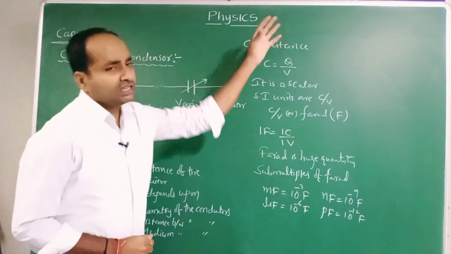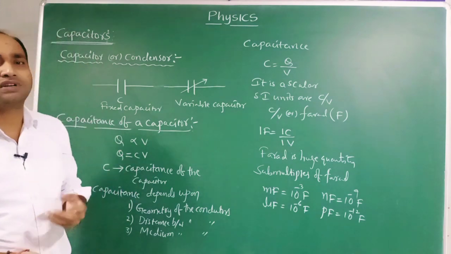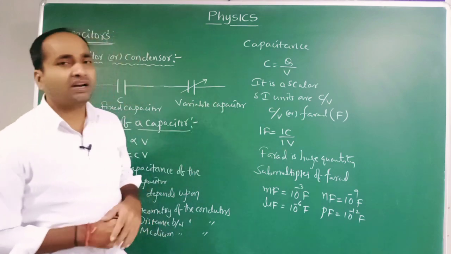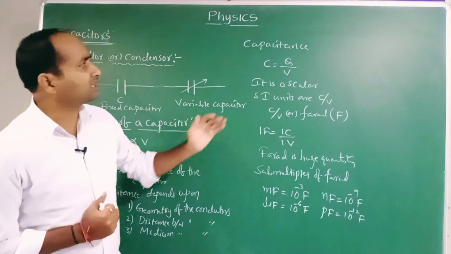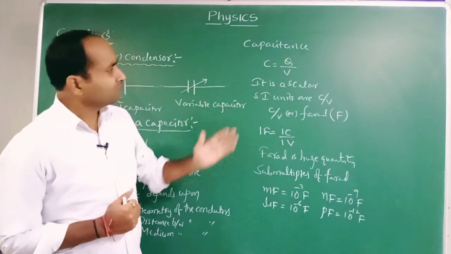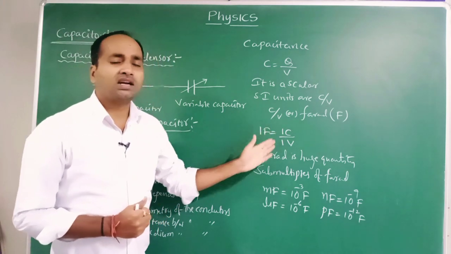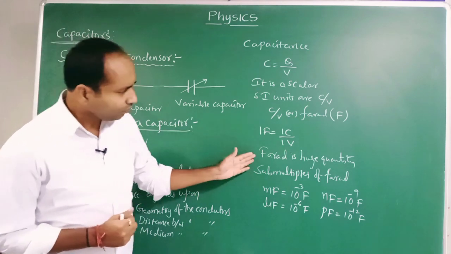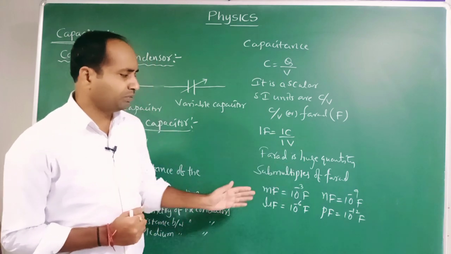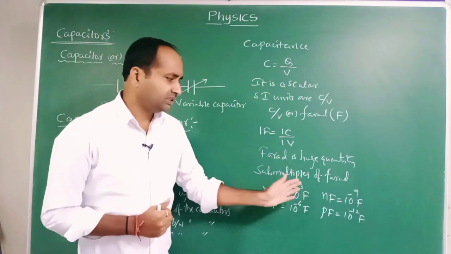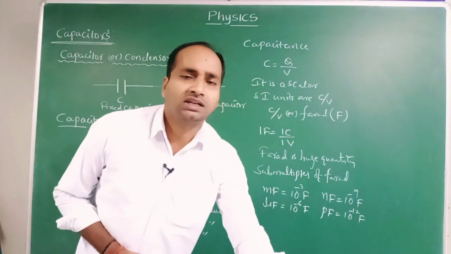So what is a capacitor? It is a device used to store charge. But what is capacitance? It is a physical quantity, defined as the ratio of the charge of the capacitor to the potential difference between the two conductors. The SI unit of capacitance is Farad, where 1 Farad is equal to 1 coulomb per volt. But Farad is a very huge quantity, so we use submultiples like millifarad, microfarad, nanofarad and picofarad. Now what is the capacitance of a spherical conductor?